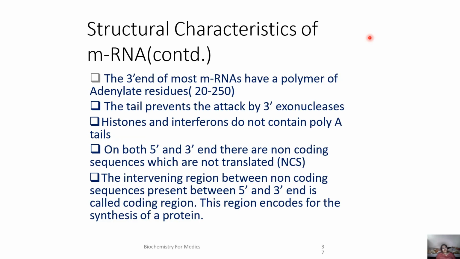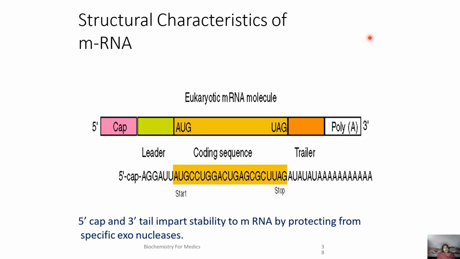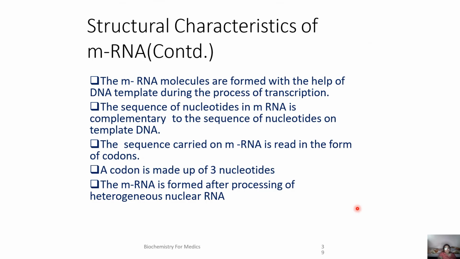On both the 5' and 3' ends, there are non-coding sequences which are not translated. The intervening region between the non-coding sequences at the 5' and 3' ends is called the coding region. This region encodes for the synthesis of a protein. The 5' cap and the 3' tail impart stability to mRNA by protecting it from specific exonucleases. So, this is the 5' cap over here and the poly A tail at the 3' end.